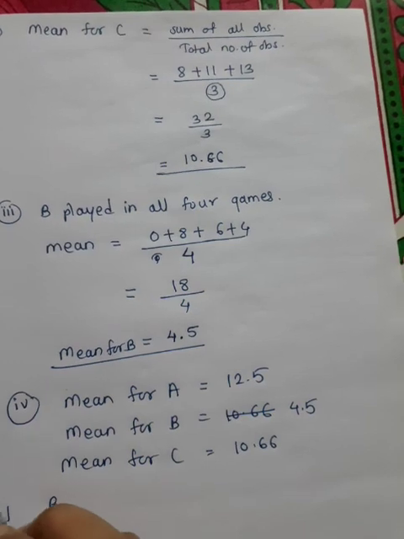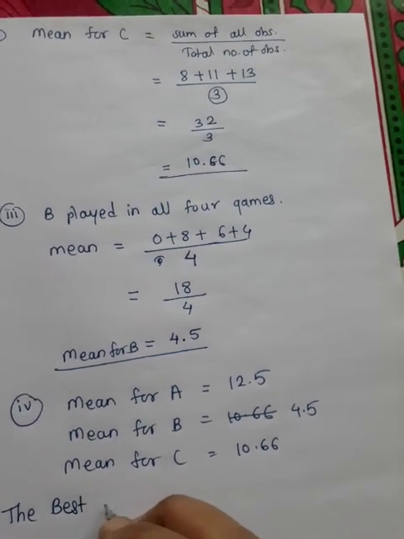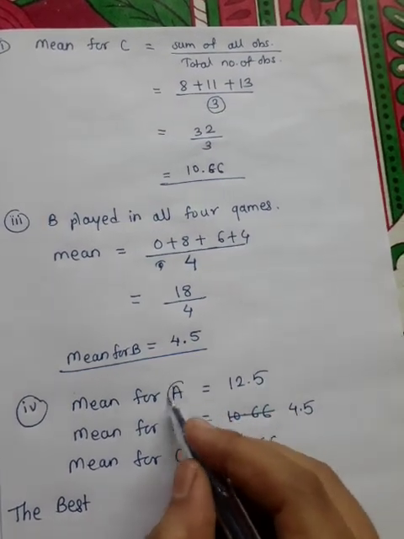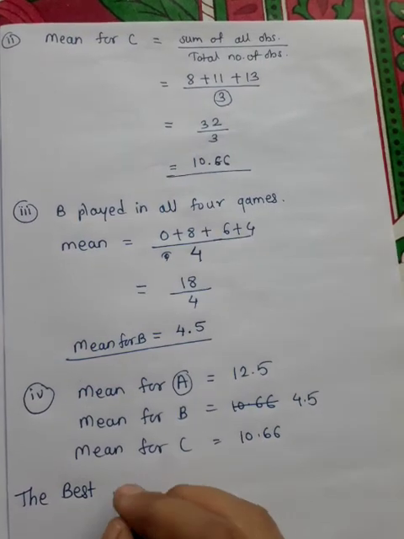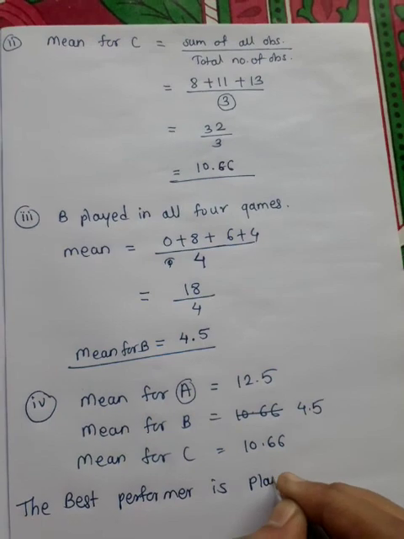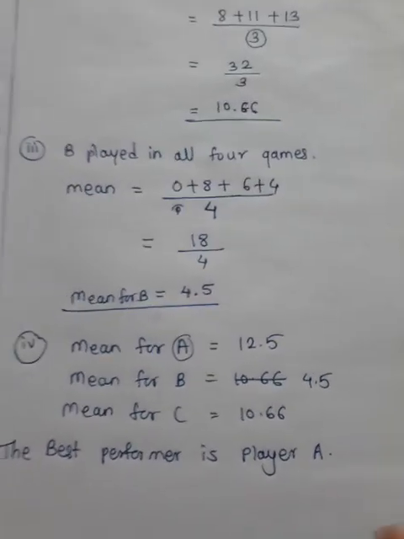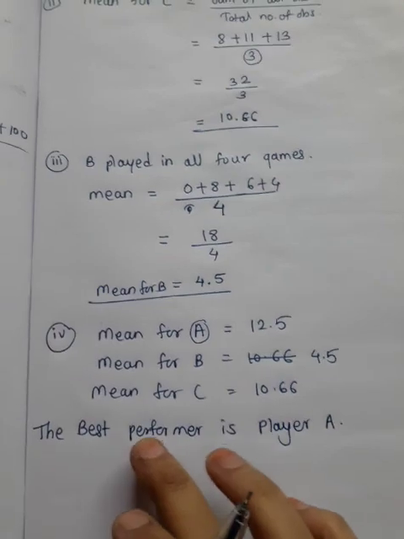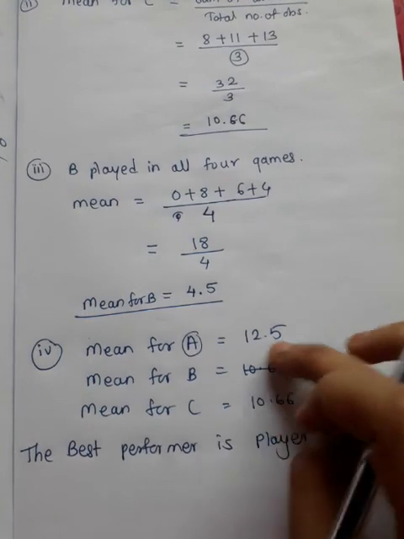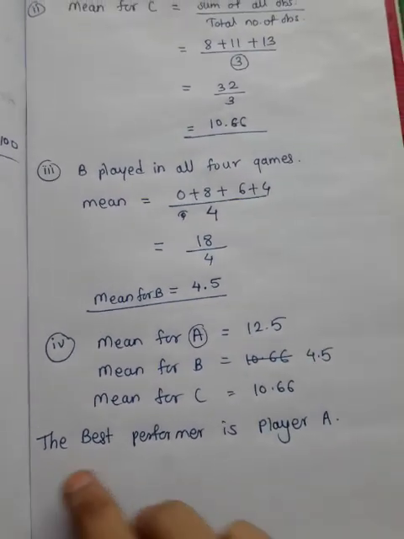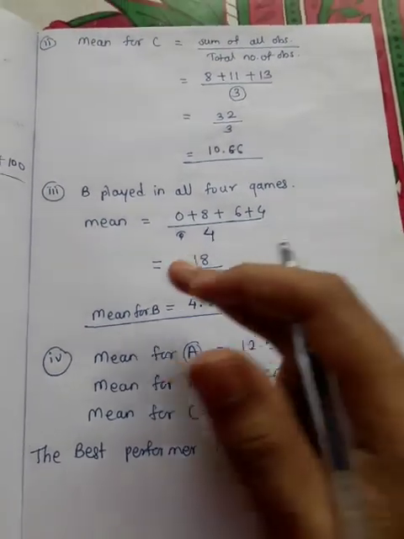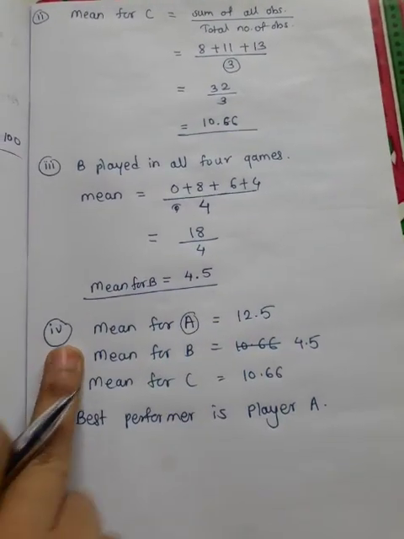So the best performer is the one whose mean score is highest. Player A has the highest mean score, so the best performer is player A, because we decide the best performer depending upon the mean score. The mean for player A is maximum, 12.5. So the best performer is player A. Now we have solved all 4 sub questions of question number 5.